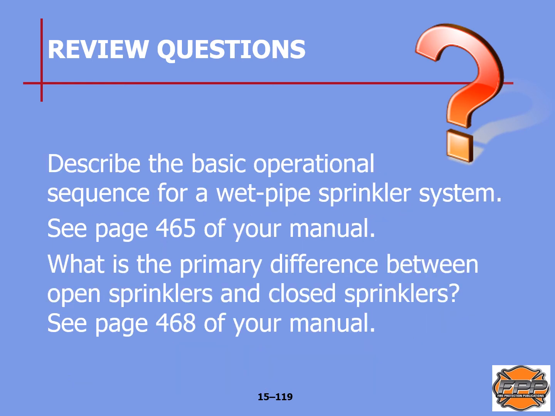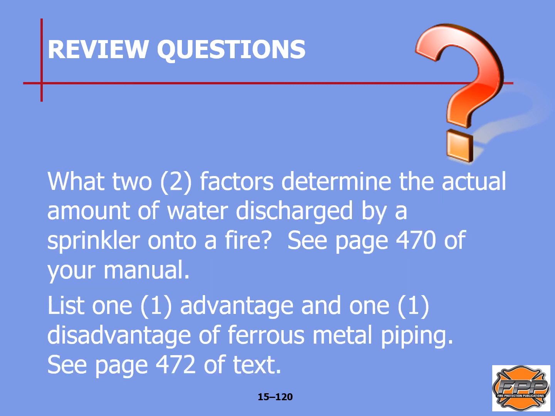Some review questions. First, describe the basic operational sequence for a wet pipe sprinkler system. That will be on page 465 of your manual. Next question, what is the primary difference between open sprinklers and closed sprinklers? That's on page 468 of your manual. Next question, what two factors determine the actual amount of water discharged by a sprinkler onto a fire? That's on page 470 of your manual.